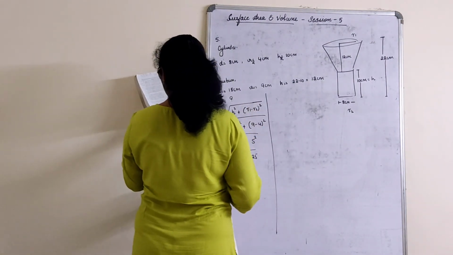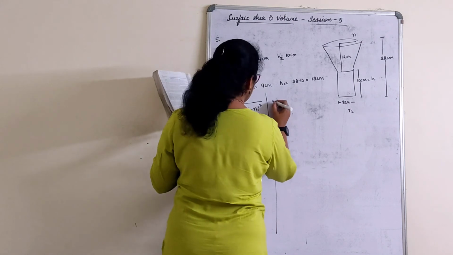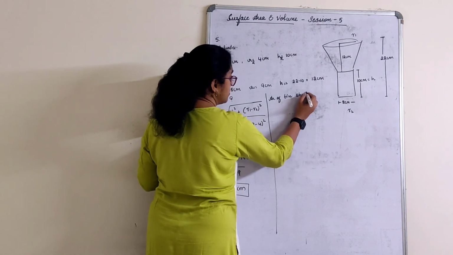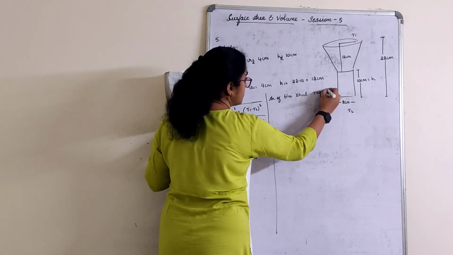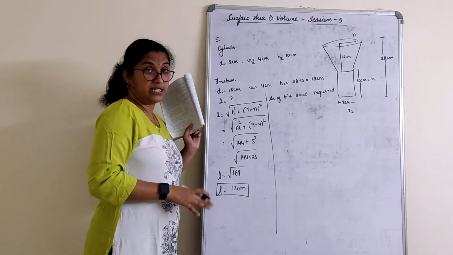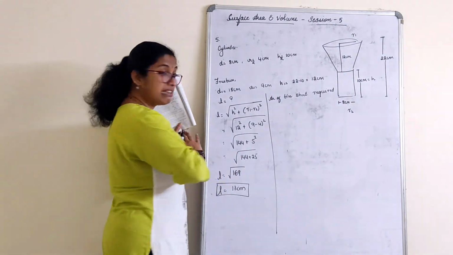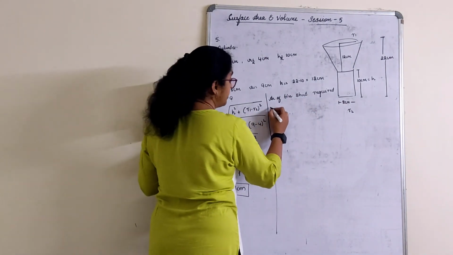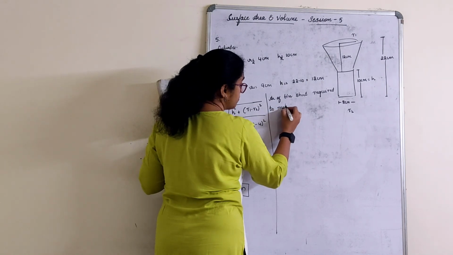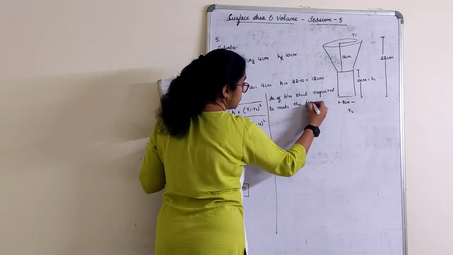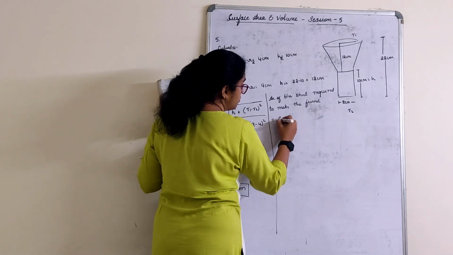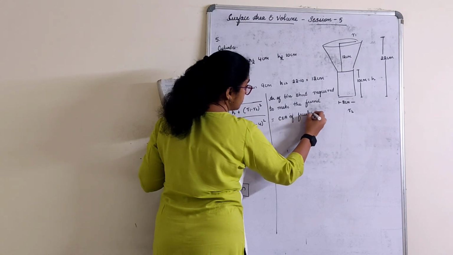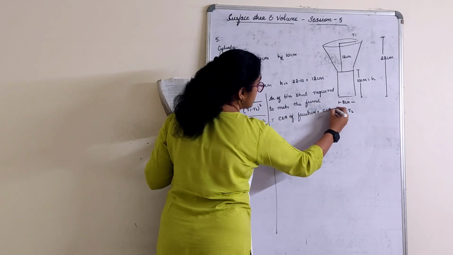Last part. What do we have to write? What they have asked: find the area of the tin sheet required. I think this was the simplest sum in this optional exercise actually. A direct sum I can say here. The area of a tin sheet required to make the funnel is equal to the CSA of the frustum plus the CSA of the cylinder.